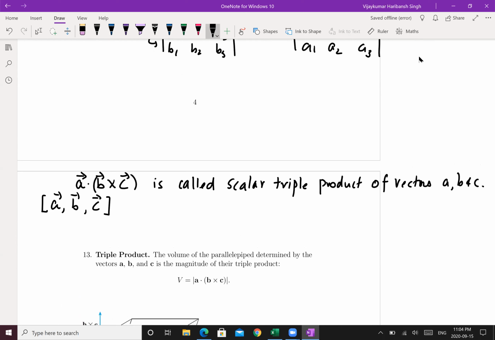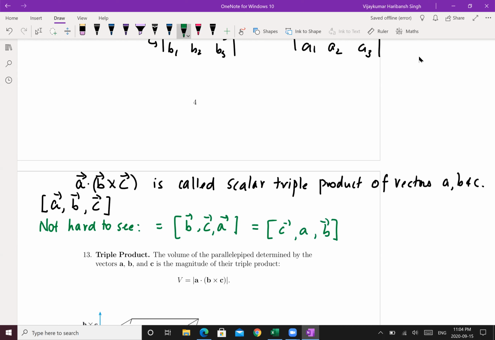Now note that this is also equivalent to, not hard to see, that A dot (B cross C) is equal to, if you make any cyclic movement, you'll get the same. So you get B dot (C cross A), and that is the same as C dot (A cross B). So these are equivalent. And the way to see that would be to see how many interchanges this corresponds to in the determinant. It will correspond to two row changes in the determinant, so if you do an even number of row changes, the determinant remains the same. Or otherwise, you can work it out algebraically.